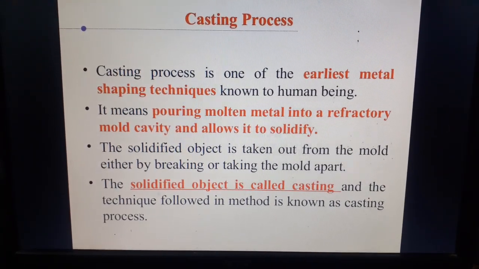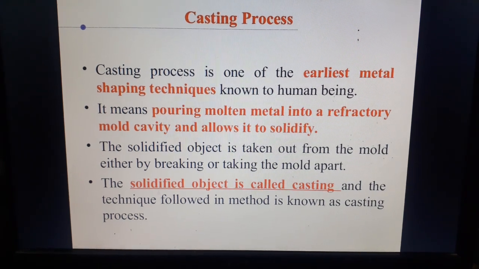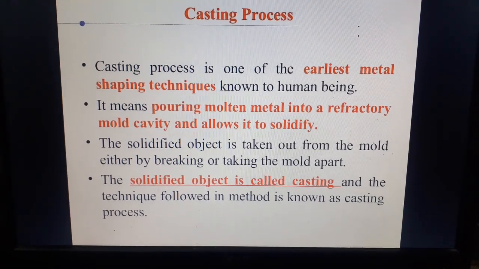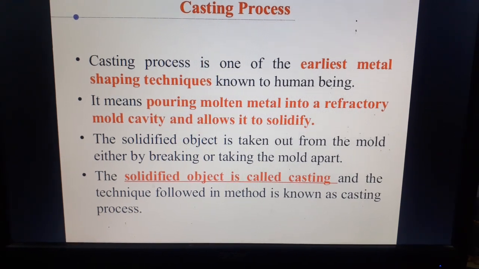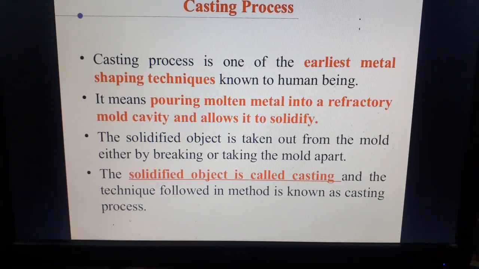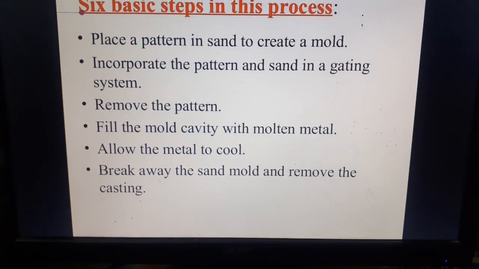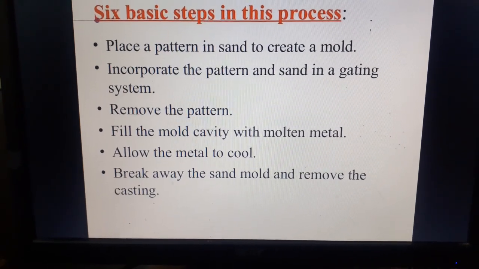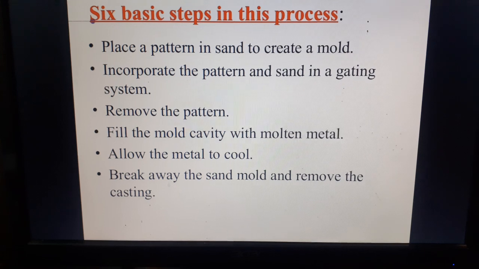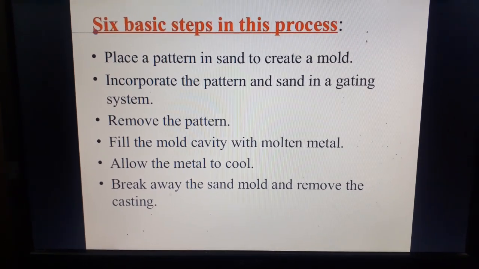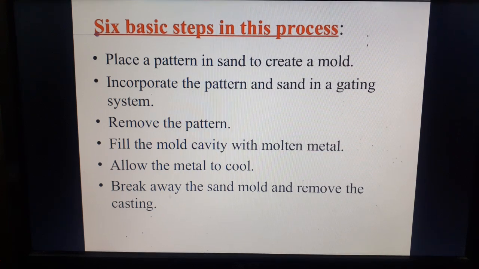So what is meant by casting? It is one of the earliest metal shaping techniques known to human beings. It means pouring molten metal into a refractory mold cavity and allowing it to solidify. Then the solidified object is called a casting. So there are 6 basic steps while performing this casting process.